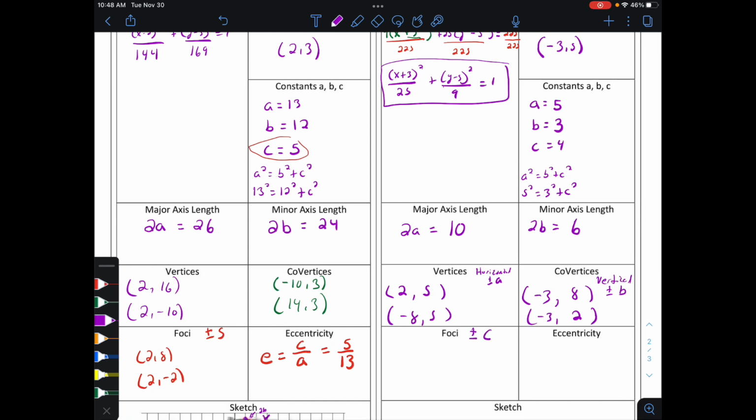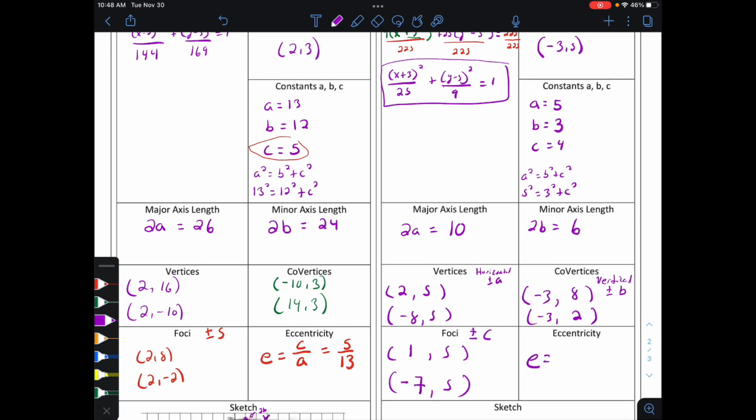Your foci are always going to be in the same direction as your vertices, and you're going to add and subtract c units from the center. So my center is at negative 3, 5. My stretch is along the horizontal. So I'm going to keep the y value the same, and I'm going to add and subtract c to the x value of my center. So c is 4. Negative 3 plus 4 is 1. Negative 3 minus 4 is negative 7. I got all my points.